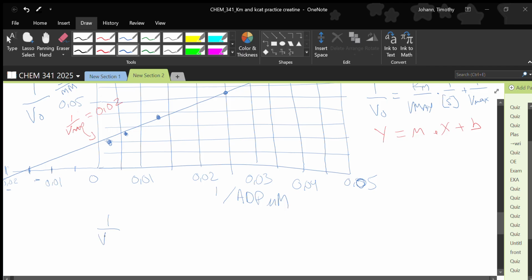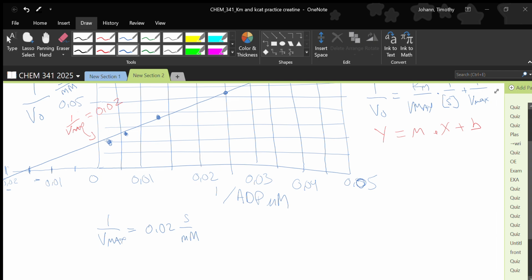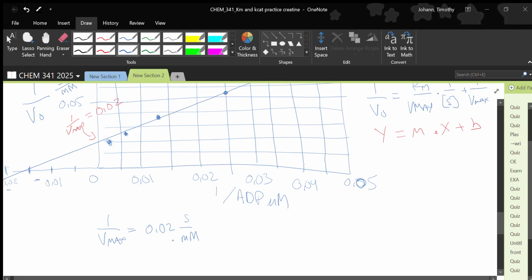All right, so 1 over Vmax is equal to 0.02 seconds over millimolar, right? So I'm just going to take the inverse of that. So that's going to be 50. Is that 50? So Vmax equals 50 millimolar per second.